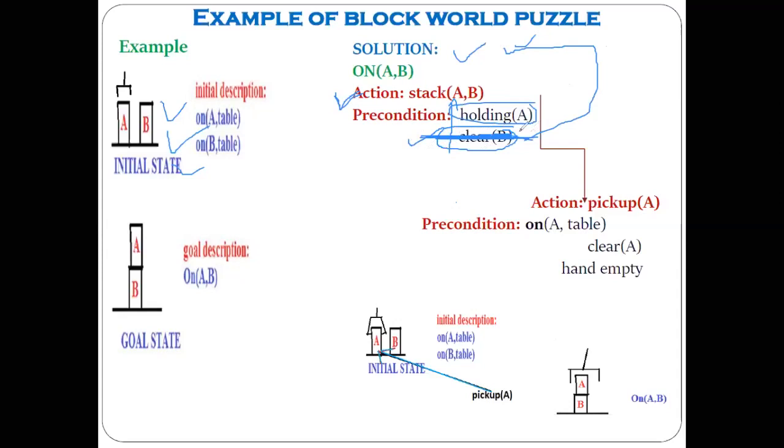Now, what is the next condition? This one. Holding A. Whether the robot is holding A in its hand or not. Yes or no? Does the robot hold A? Initially. Not currently. Right now, in the initial state, does it hold A or not? In the current situation, is A in the robot's hand or not? That is what I am asking.